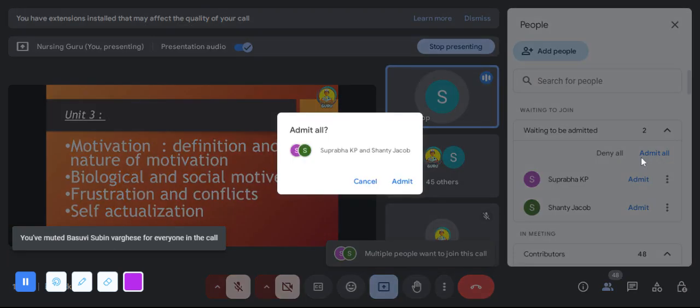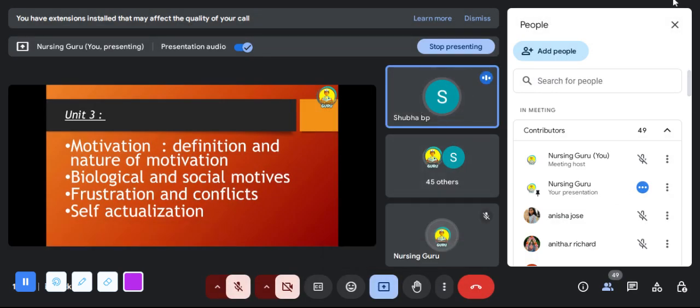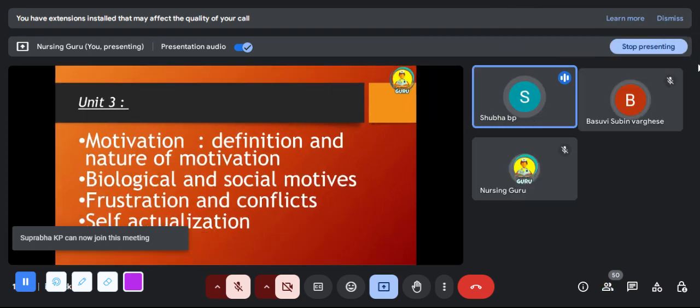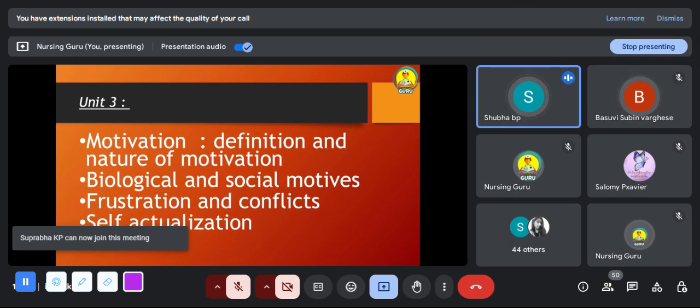So, frustration, they may ask define frustration for 2 marks, or sometimes they may ask what are the factors affecting frustration, and they may ask 2 marks for define conflicts. So, how to resolve conflicts. So from this you can expect 2 marks question from frustration and conflicts topic.